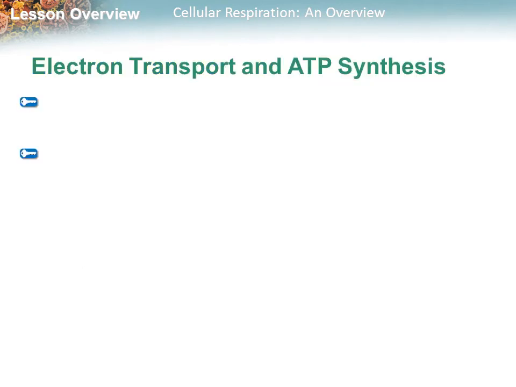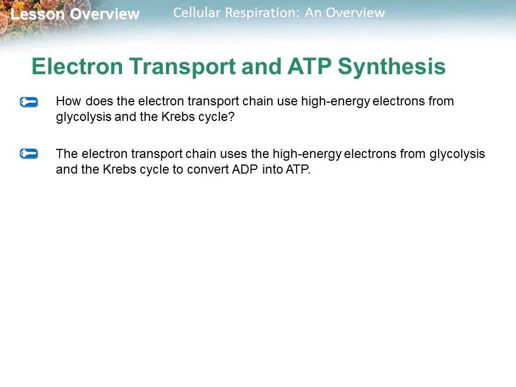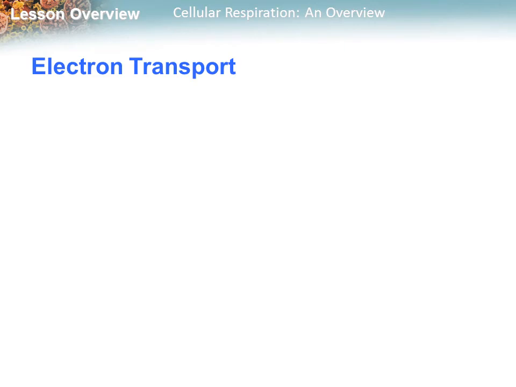Well, now let's see the third stage of cellular respiration. That's the electron transport chain. So in our discussion, we will see how the electron transport chain uses high energy electrons from glycolysis and the Krebs cycle. Generally, the electron transport chain uses the high energy electrons from glycolysis and the Krebs cycle to convert ADP into ATP. Now let's see the process in detail.